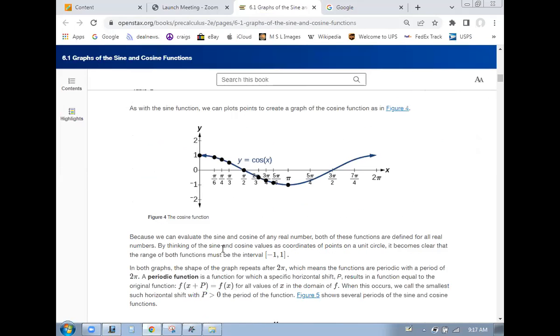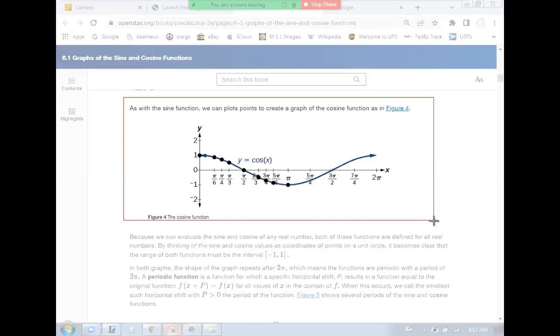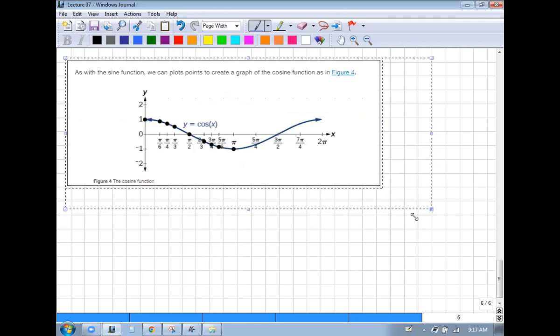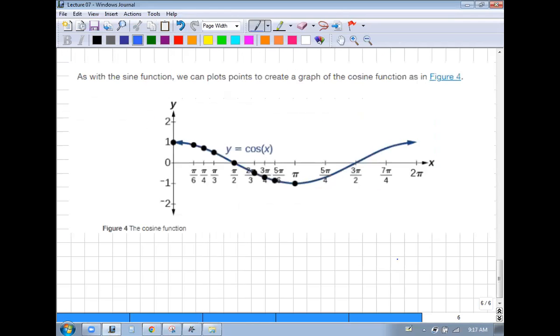And here's a snapshot of your cosine. So you absolutely have to master this. If you're going to be any kind of scientist at all, you have to master this. Everything in the entire universe is sine and cosine. Cosine is just a shift of sine, so everything is a sine wave. Absolutely everything. It's called simple harmonic oscillation.